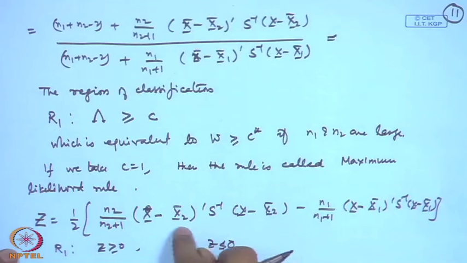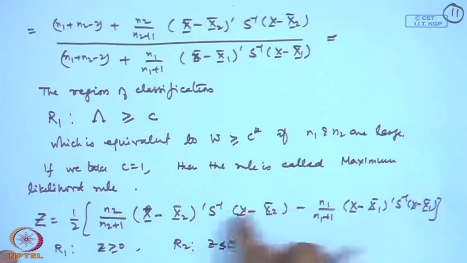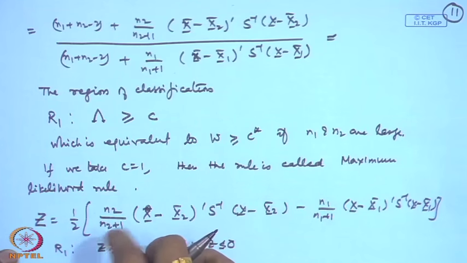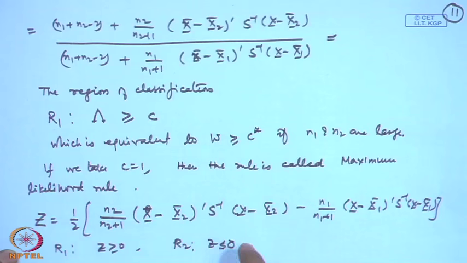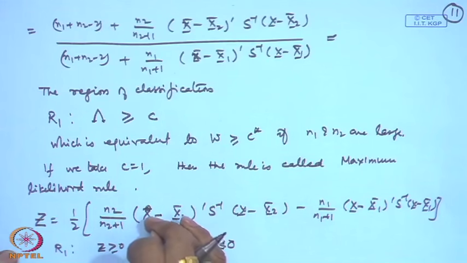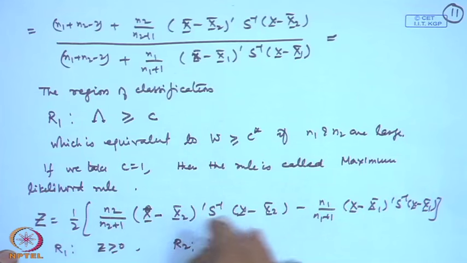So basically we can think of this as a distance. This is the estimated distance of x from pi 1, and this is the distance from pi 2. So, you are saying if the distance from pi 2 is more than the distance from pi 1, then you put it into the first one, that is pi 1. So, basically you can consider this as a simple distance of the observation from a given population, based on the sample from that population. I think the rule is straightforward, and it is an extremely heuristic rule.